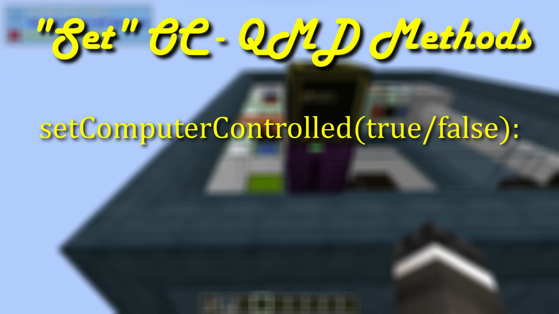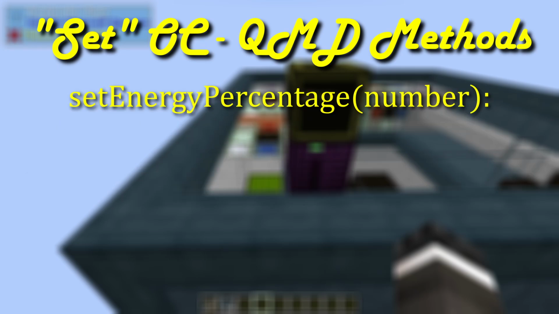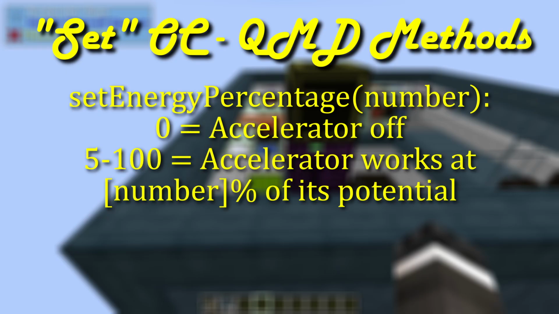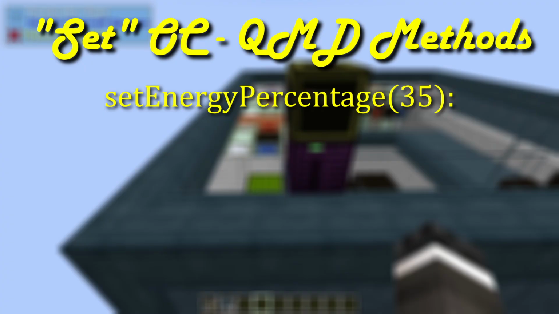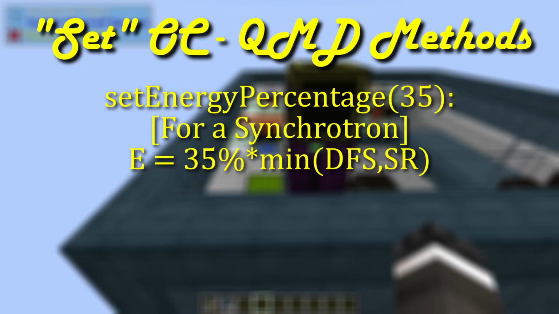First method is setComputerControlled. It takes a boolean, true or false, as its argument. It makes the accelerator controlled either by the computer or by redstone signals. setEnergyPercentage takes a number that's either 0 or between 5 and 100 in increments of 1. This number is turned into a percentage and is substituted for the signal strength divided by 15 term in the energy equation. For example, setEnergyPercentage 35 means that for synchrotron, the output energy is 35% times the minimum of dipole field strength and synchrotron radiation.